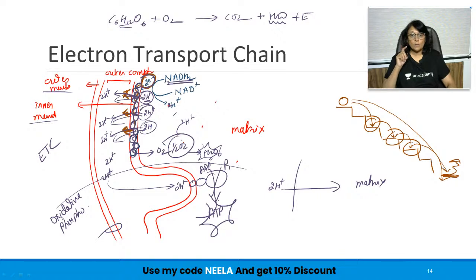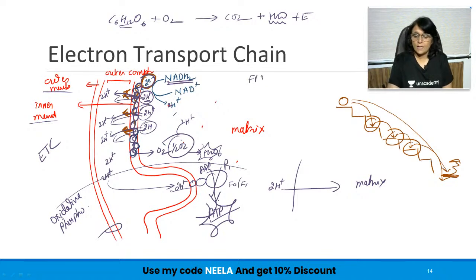The proton pairs can come only through the F0, F1 particle. So when one proton pair comes out into the matrix, one ATP is synthesized. There are 3 proton pairs which are coming in, so 3 pairs will go out, and that is why 3 ATP.